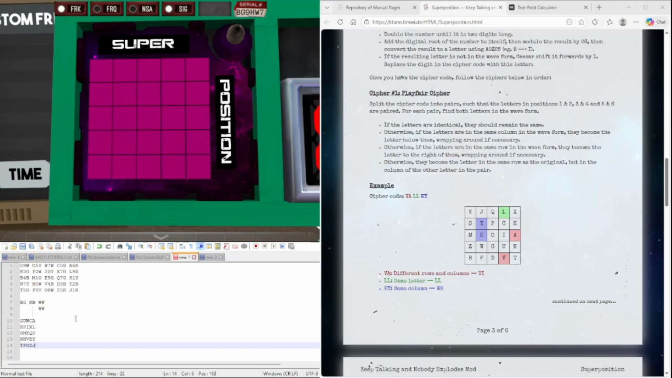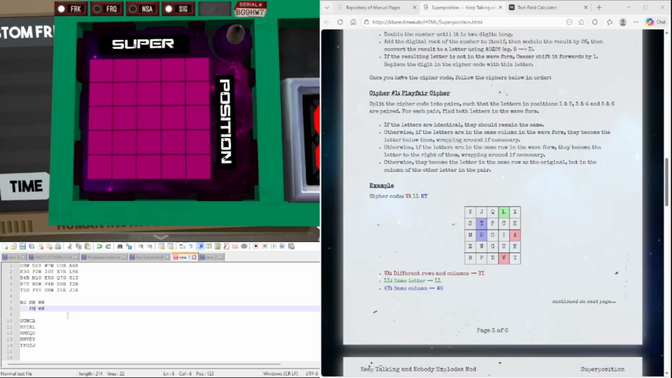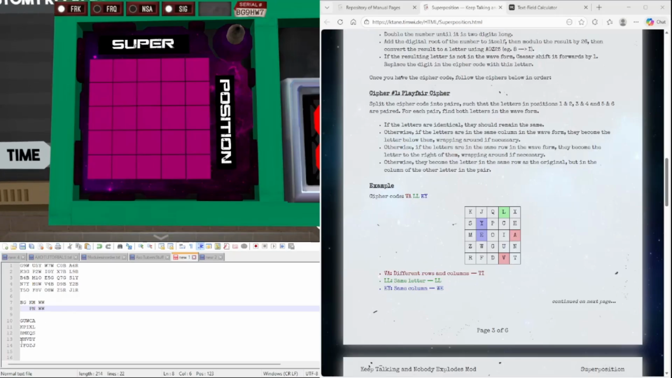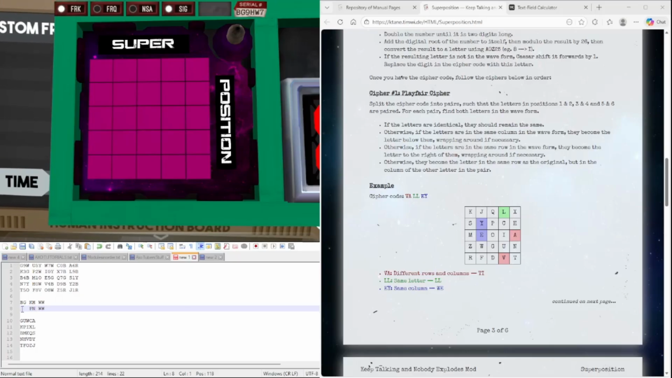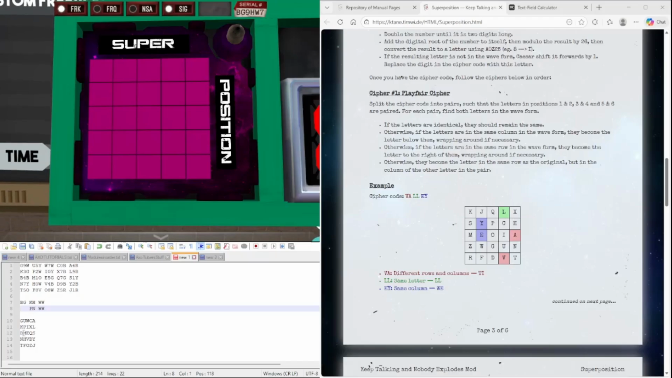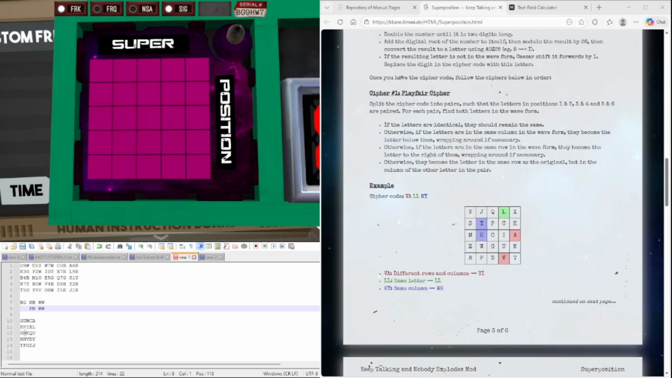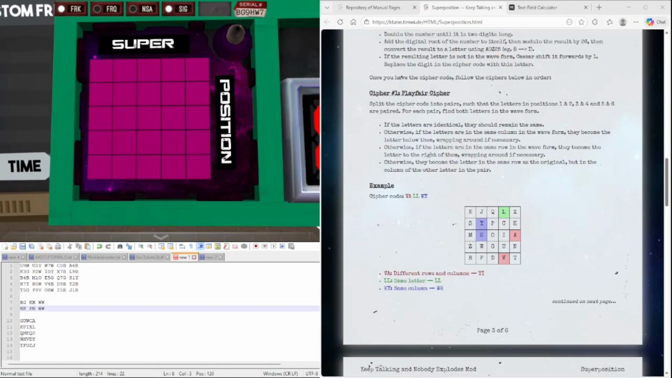Okay. So KH becomes, same row as the original but in the column of the other. So KH becomes PN. And BG, same column, become the letter below them. BG becomes NK. BG here.